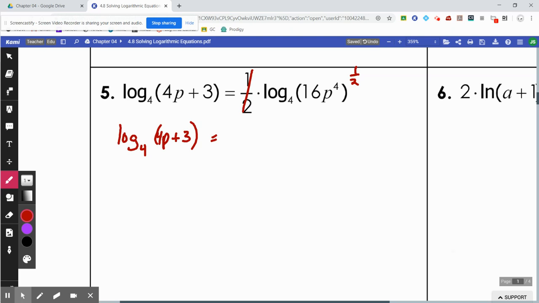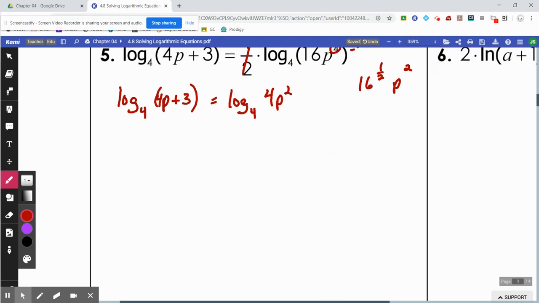We can distribute it and raise both of them to the 1/2 power. And reminder that a 1/2 power is the same thing as a square root. To raise a power to a power, though, we're going to have to multiply those, and that gives you p squared. So 16 to the 1/2, that would be, let me write log base 4. 16 to the 1/2 is 4, and then you have your p squared. Now we're good with setting the arguments equal to each other. 4p plus 3 equals 4p squared.